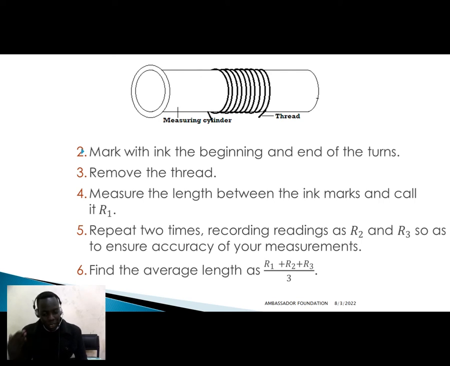You can do it 2 times. You can do it 3 times. The more times you do it, the more accurate your value may be. So the first one, you measure, you just allow the thread to go round.